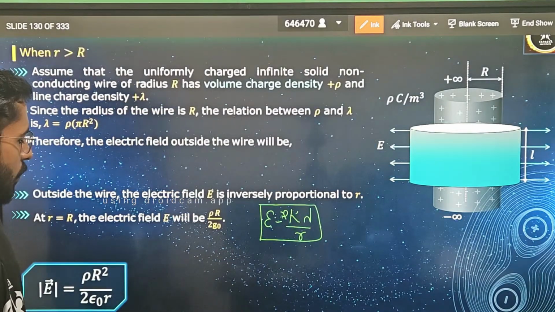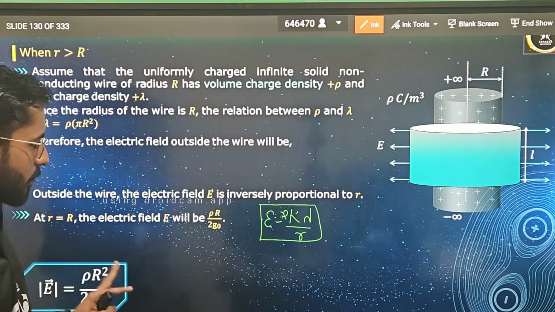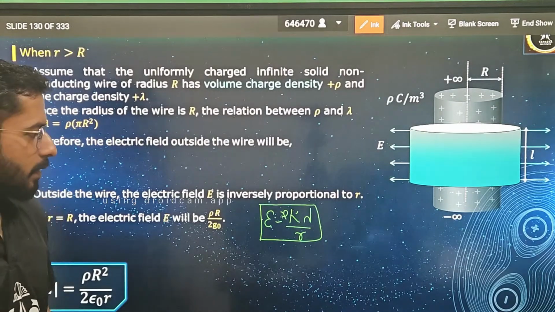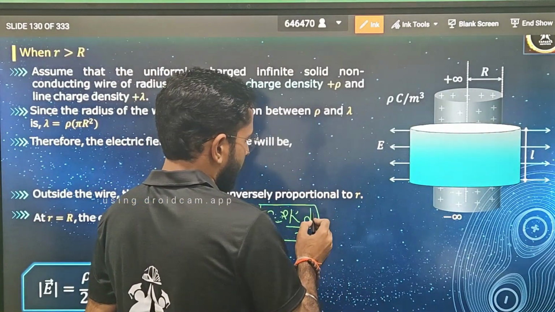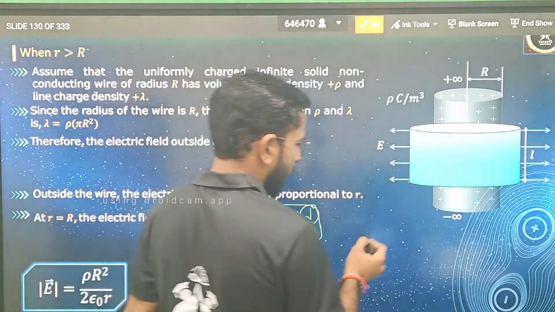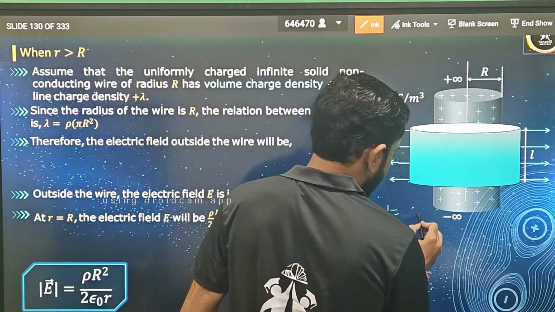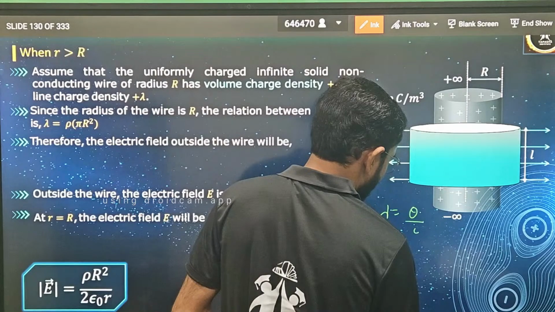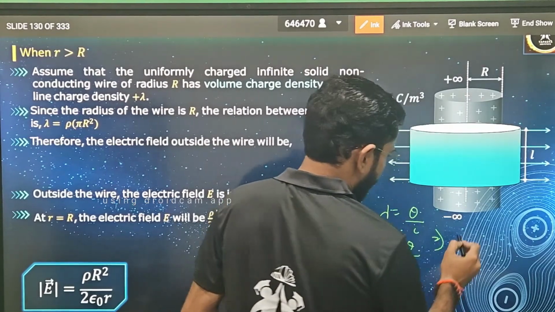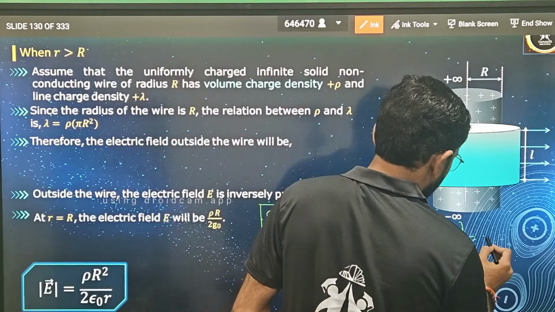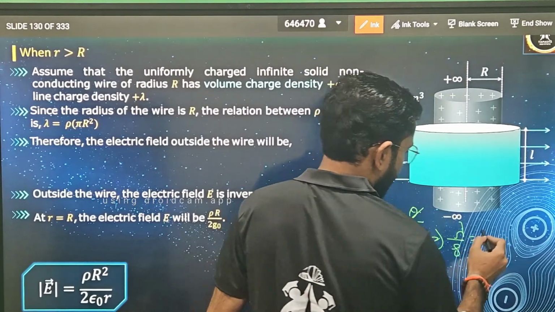But let's suppose I want to calculate the same result in terms of rho and R. How will I get it? Firstly, I have to derive a relation between lambda and rho. What is lambda? Lambda is charge per unit length, and rho is charge per unit volume. Let's take a ratio of lambda and rho. Lambda by rho can be written with the charge getting cancelled.